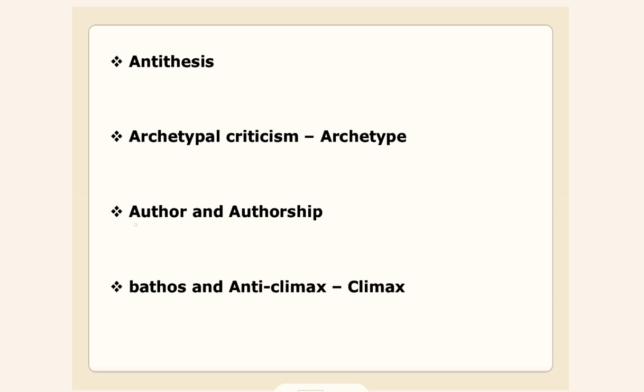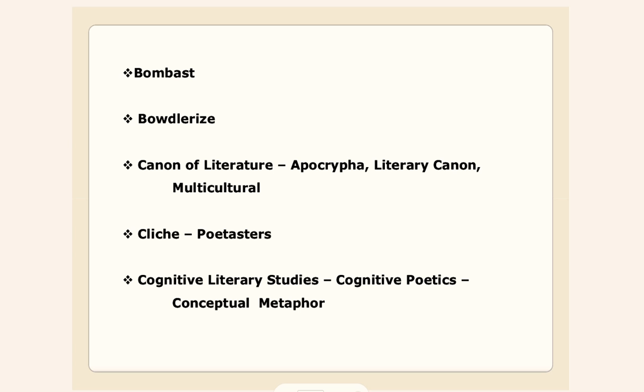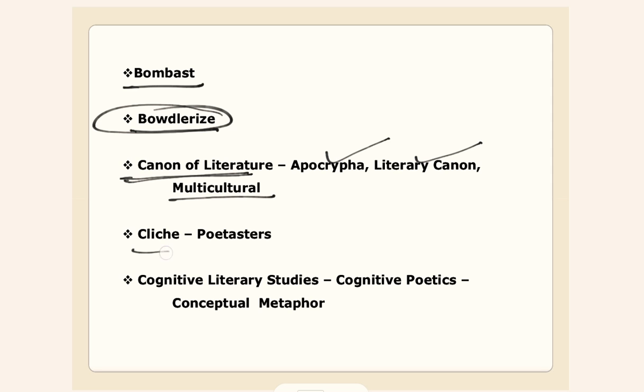Here we have author, authorship, bathos, anticlimax. Anticlimax is very important, especially in the context of drama. Climax, that is end. Bombast, bowdlerize. So these are very important terms. Canon of literature or principles of literature, apocrypha, literary canon, multicultural, cliché, and poetasters.